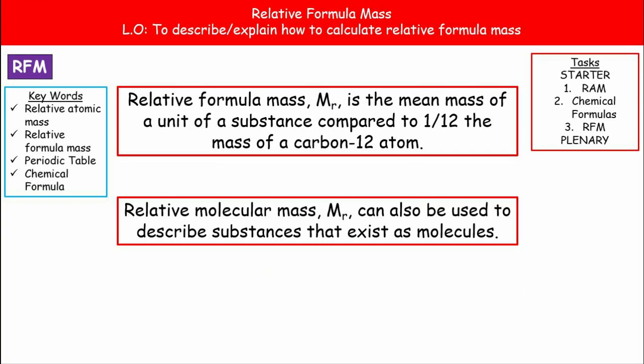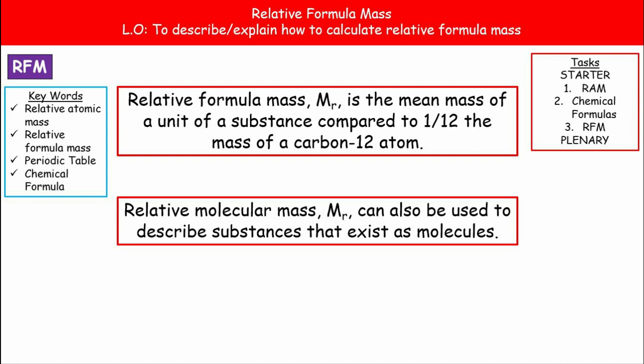So hopefully by now we know what the relative atomic mass is and how we can find it on the periodic table. What we now need to do is understand this phrase relative formula mass. When we're talking about the relative formula mass, that is the mean mass of a unit of a substance compared to 1/12 the mass of a carbon-12 atom.